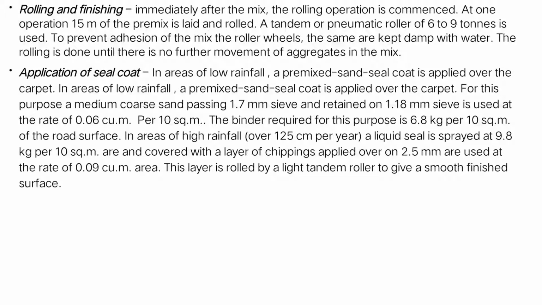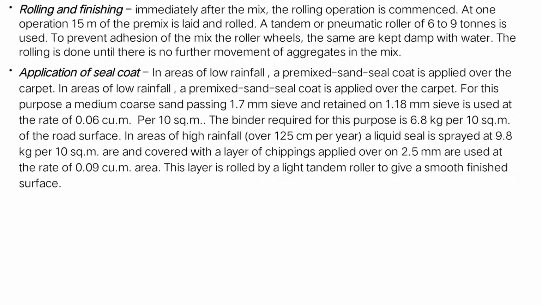Application of the seal coat. In areas of low rainfall, a premixed sand seal coat is applied over the carpet. For this purpose, a medium coarse sand passing 1.7 mm sieve and retained on 1.18 mm sieve is used at the rate of 0.06 cubic meter per 10 square meter. The binder required for this purpose is 6.8 kg per 10 square meter of the road surface.